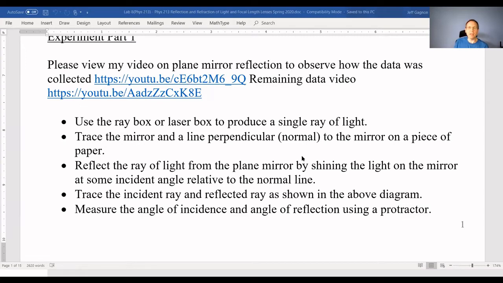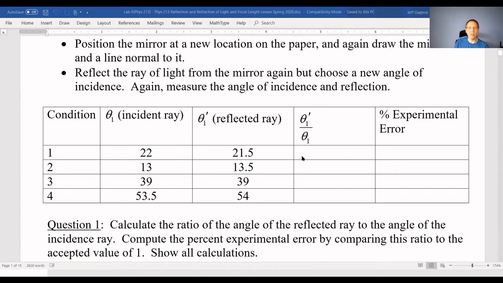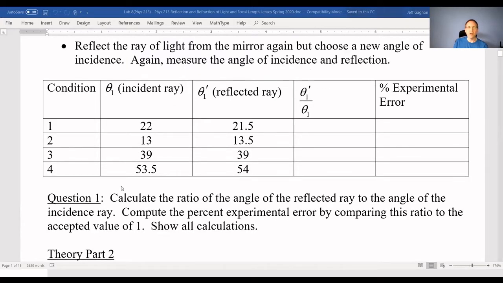Basically, I measured, bring up the table here, for 4 different conditions, 4 different angles. I had the laser coming in at a particular angle of incidence. So these are my angles of incidence. And I measured the angle of reflection for those 4 cases.